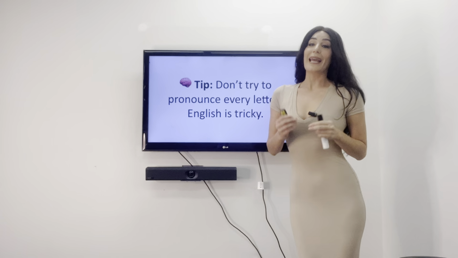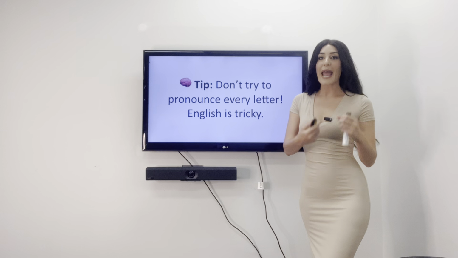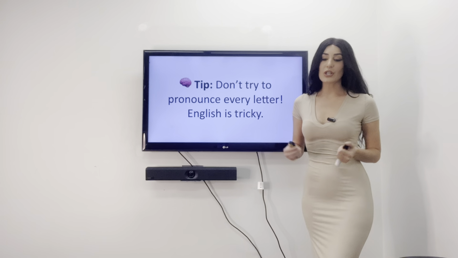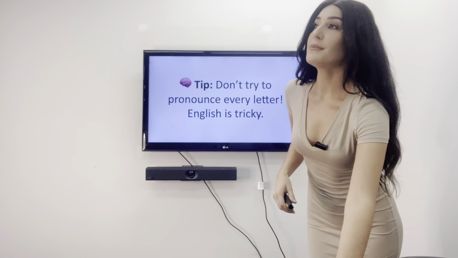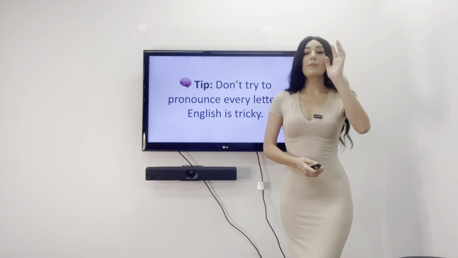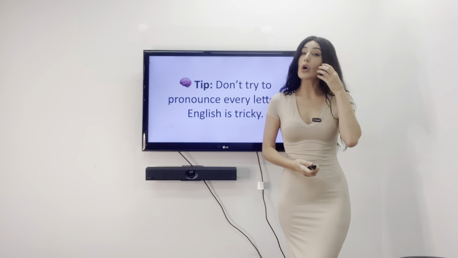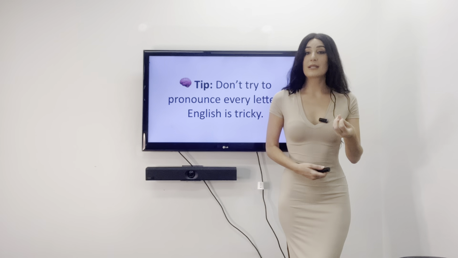Okay, a tip for you guys is this. Don't try to pronounce every letter. English is really tricky, and most times you don't pronounce every letter, okay? So it's more important to you that you are having conversations with people so that you can constantly hear how these words are pronounced.